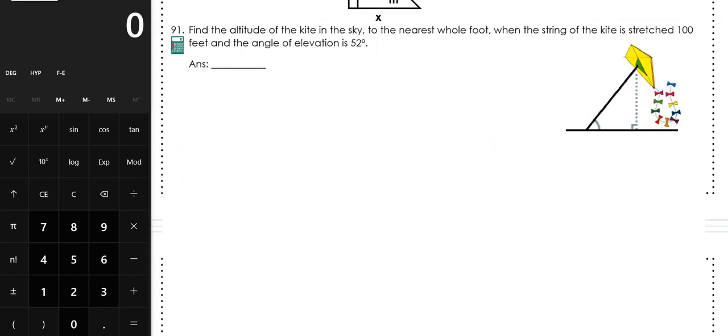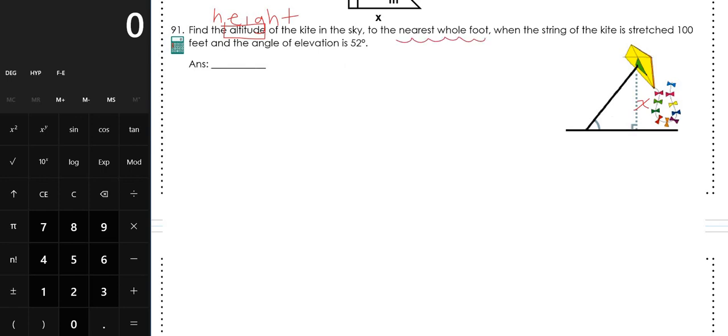Number 91. Find the altitude of the kite in the sky to the nearest whole foot when the string of the kite is stretched 100 feet and the angle of elevation is 52 degrees. Okay, let me go back. Find the altitude. Altitude is another fancy word for height. They're asking you to find the height, which means this vertical distance here is x. That's your height.